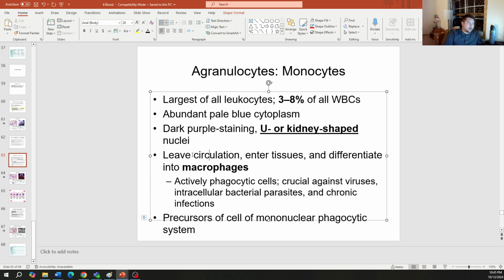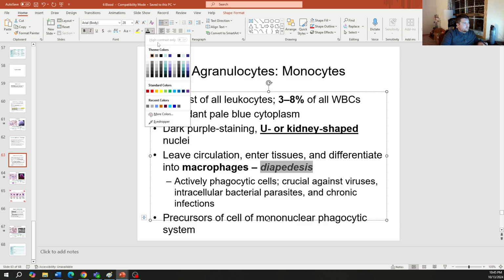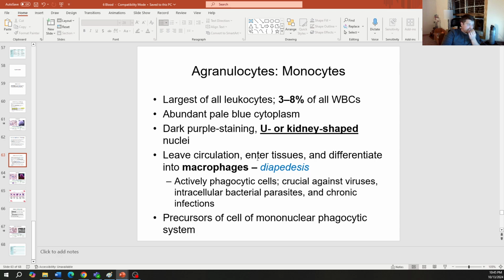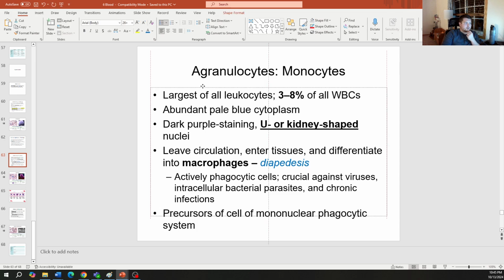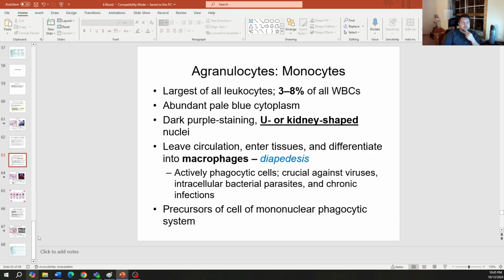These ones are the ones that leave circulation. When we talk about diapedesis, these are the guys that we're talking about. These monocytes are big ones that are doing that diapedesis. They leave the circulation into tissues and differentiate into what are called macrophages. And we've talked about macrophages a little bit before. So monocytes turn into our macrophages once they undergo diapedesis.